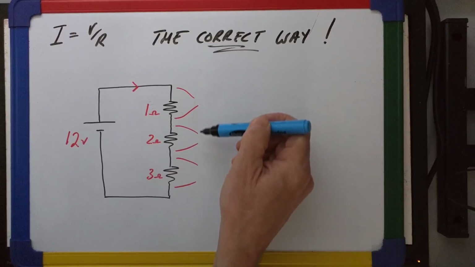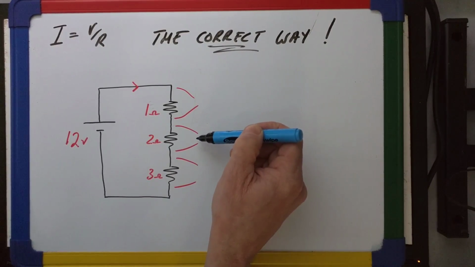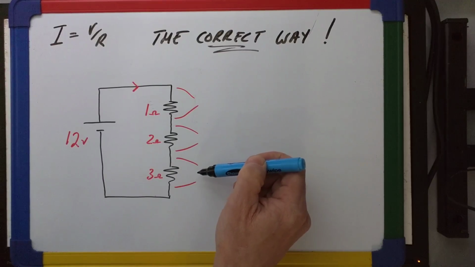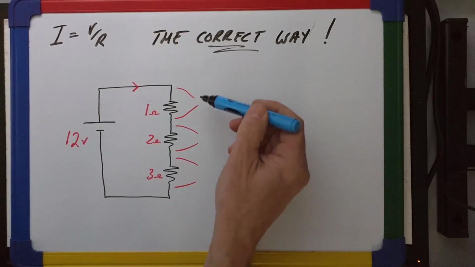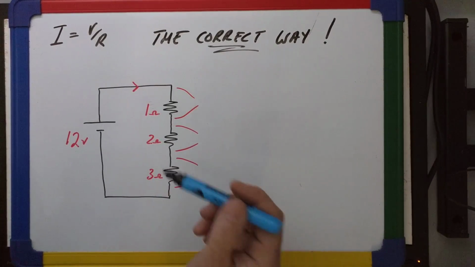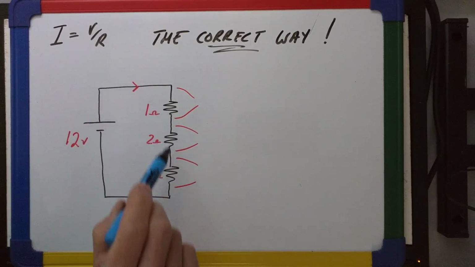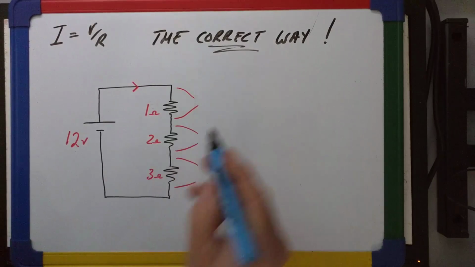But we've got 3 voltages present here. The voltage across the 1 ohm, the voltage across the 2 ohm, the voltage across the 3 ohm. And the only thing we know right away is that these 3 are bound to add up to 12. So in order to work out what these 3 voltages are, the first thing we've got to do is work out the current that's flowing.